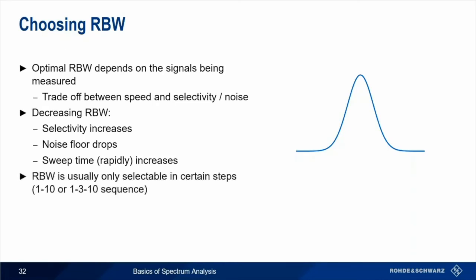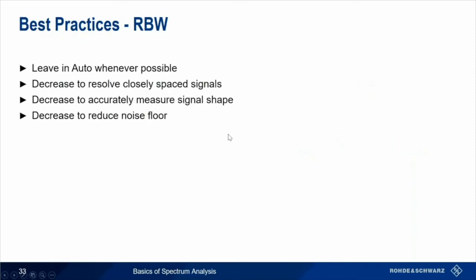One final note on spectrum analyzers: on most spectrum analyzers, you can't choose any arbitrary value for the resolution bandwidth. And so you have to select it in steps. Those steps might be 1 through 10, or in a 1, 3, 10 sequence, where you might end up with a resolution bandwidth that's available at, say, 1 kilohertz or 3 kilohertz or 10 kilohertz or 30 kilohertz, that type of steps.